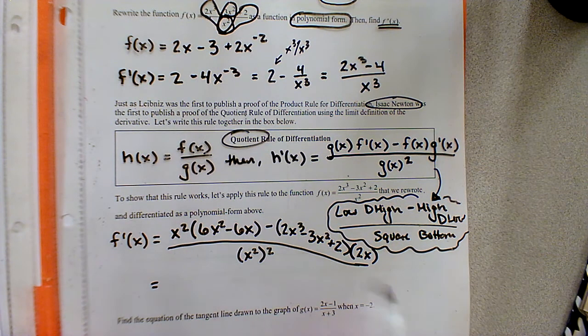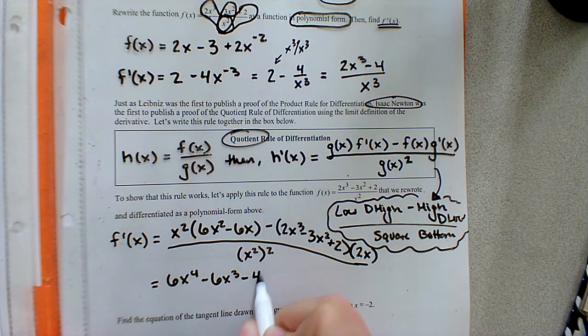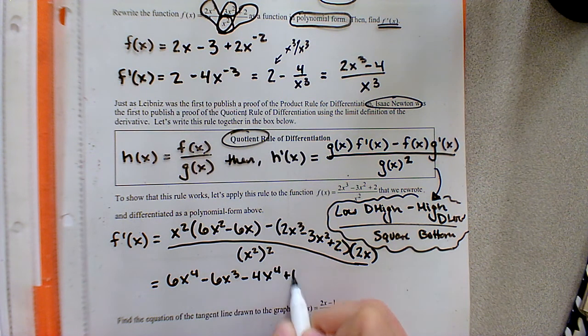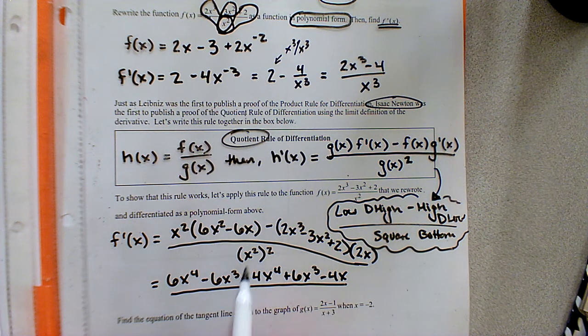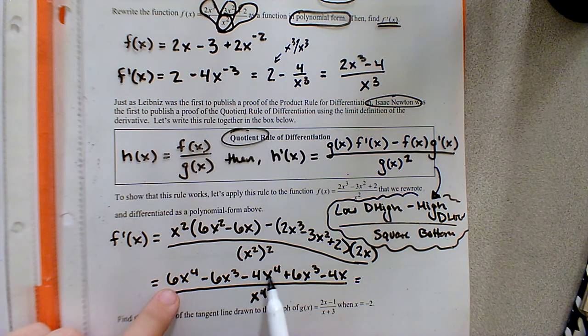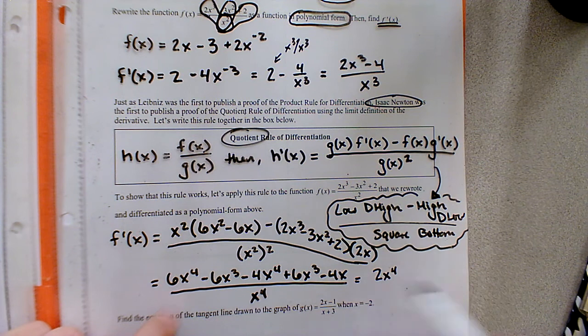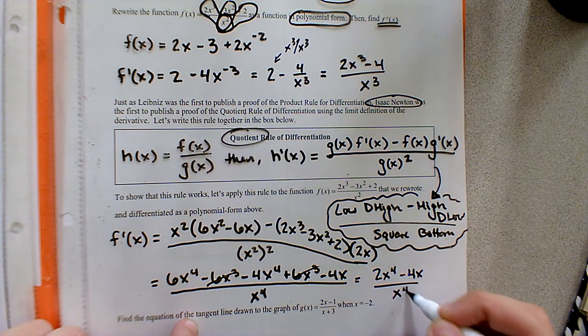So we can distribute some things to get rid of parentheses. We'll have 6x to the fourth minus 6x cubed. We can then distribute in a negative, but also a 2x into everything. So minus 4x to the fourth plus 6x cubed minus 4x. And that's all over x squared squared, which would be x to the fourth. So taking a look at this, we have 6 minus 4, so that would be 2x to the fourth. Minus 6x cubed plus 6x cubed, those are gone. And then minus 4x over x to the fourth.